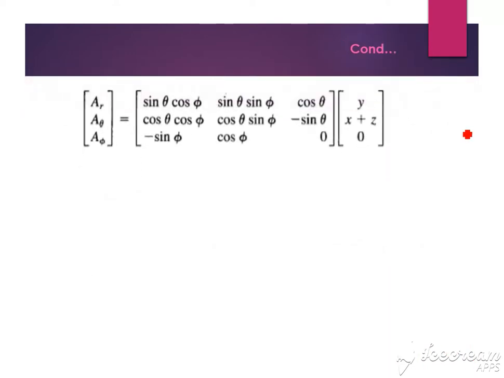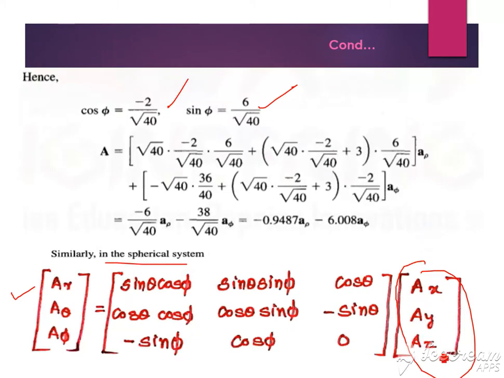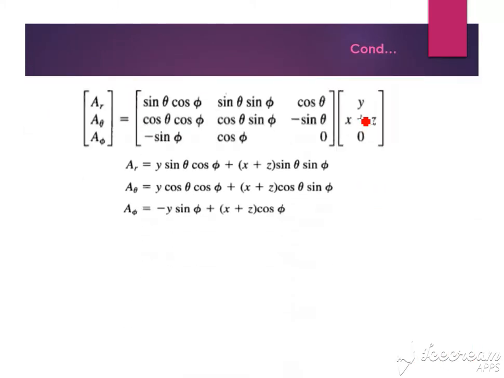Then simply substitute the ax, ay, az values. Then simply perform row-column multiplication. Then we get the expression for ar. Ar is nothing but the first row multiplied with the column, this is ar. Then the second row multiplied with the column we get a theta, and the third row and column multiplication we get the third one.